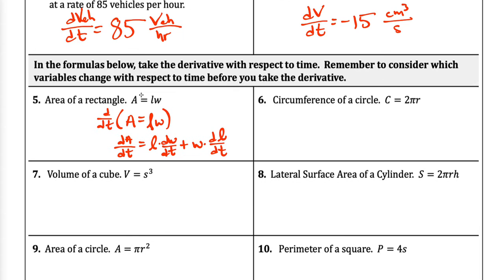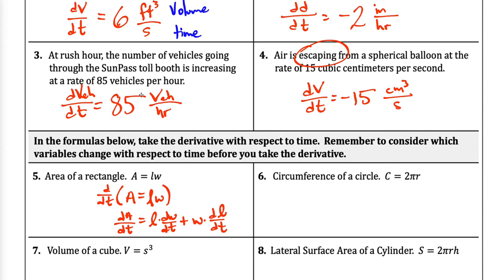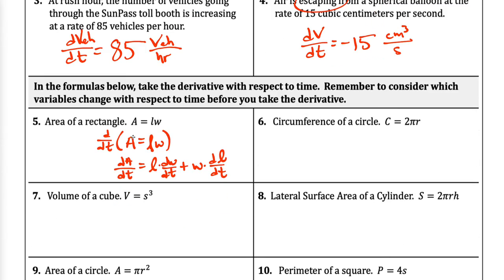Up above, you see how we were labeling things, like you were able to record or measure that air was leaving this balloon at 15 cubic centimeters per second. So as we're doing these problems, if we have a problem with the volume of the balloon, we would put negative 15 in place of dV dt.